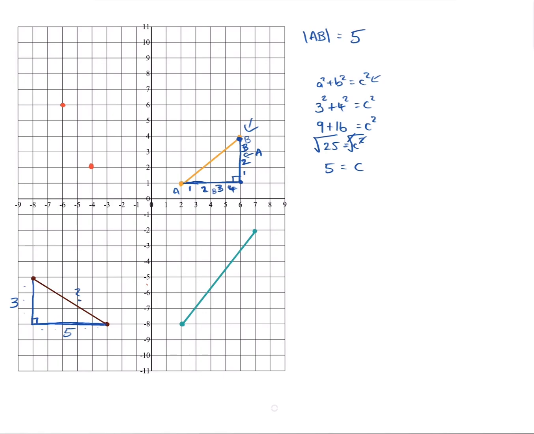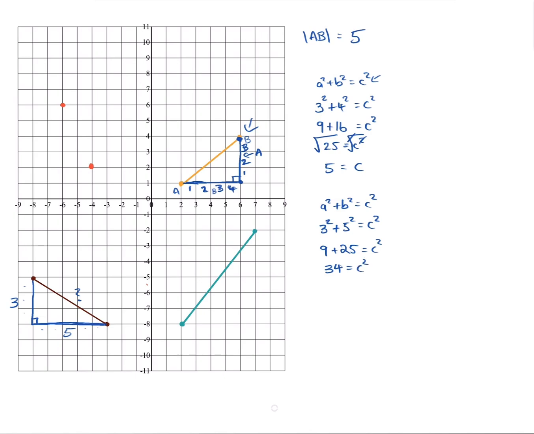So again, a squared plus b squared equals c squared. So we have a squared, which is 3. So 3 squared plus b squared, which is 5 squared, equals c squared. So 3 squared is 9, and 5 squared is 25. And that equals c squared. 9 plus 25 is 34, equals c squared.